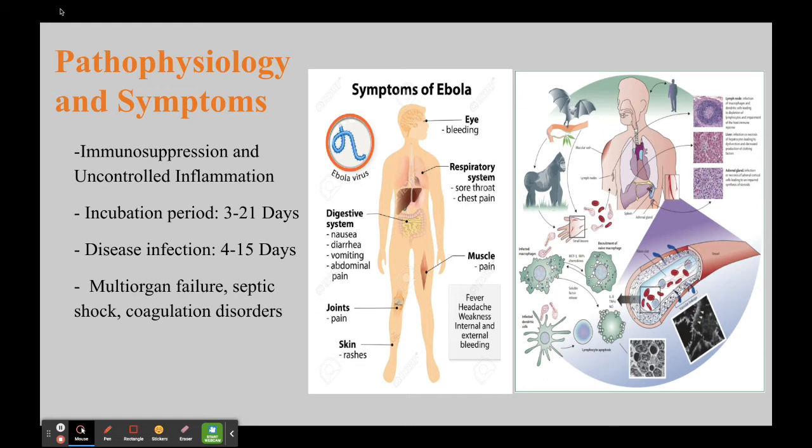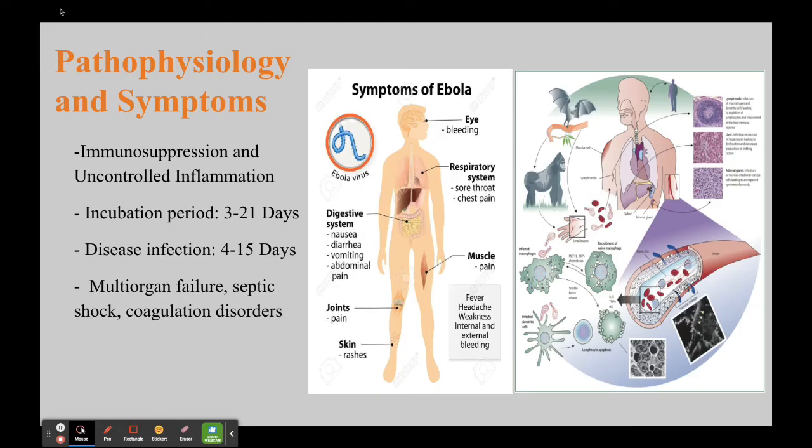Presentation of symptoms starts after an incubation period of about 3 to 21 days. The disease infection itself lasts about 4 to 15 days. Symptoms typically develop abruptly in 3 phases: fever, chills, inflammation, headache, myalgia, and general malaise, usually then followed within the first week by progressive GI symptoms such as anorexia, nausea, and abdominal discomfort. Following infection, the initial incubation period is non-contagious, allowing the appearance of viral symptoms to indicate the beginning of contagiousness.